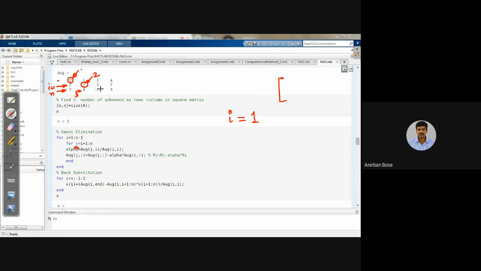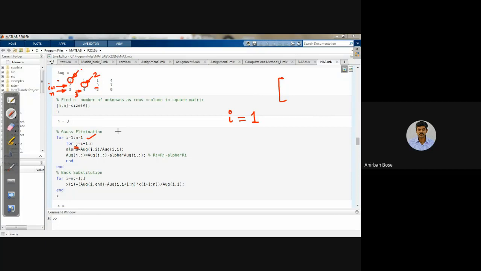When i is equal to this, there are no further rows. That is why this kind of calculation is not possible, and that is why it has been restricted to this. So i plus 1 to n: j will go from i plus 1 to n. Okay. Now for a particular row.